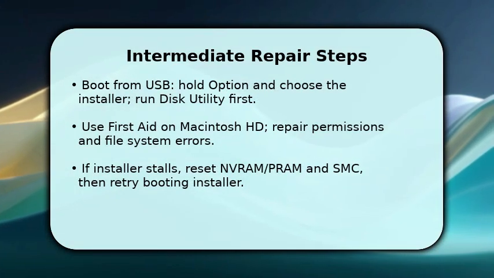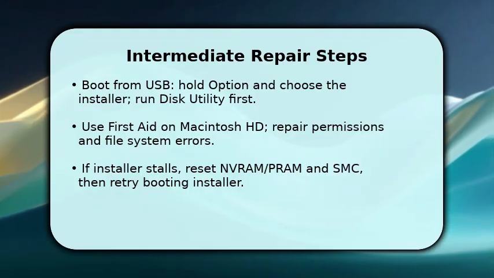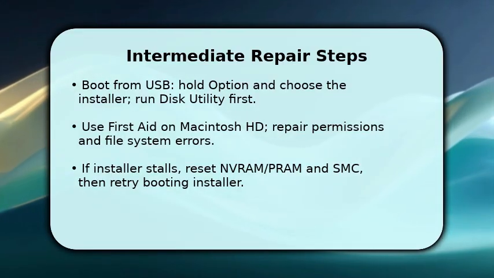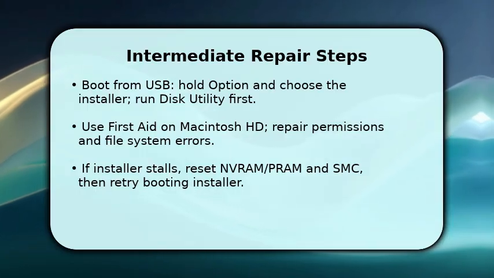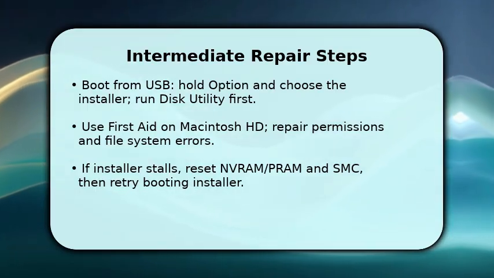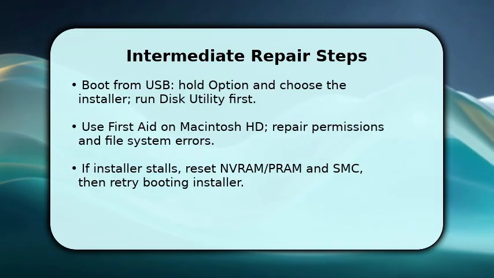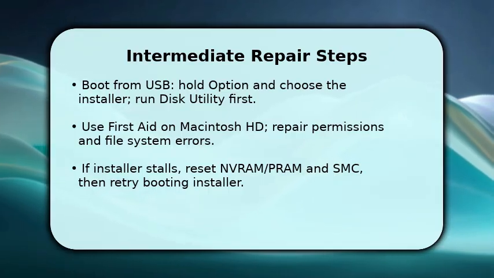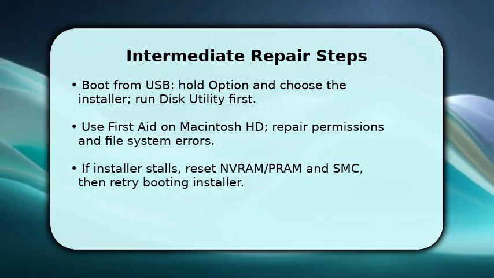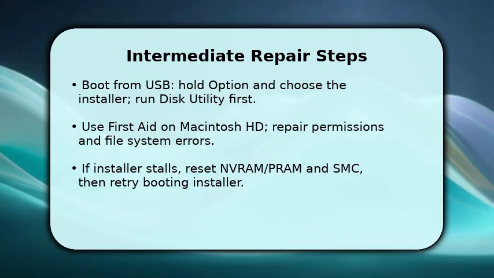Once booted from the USB installer, run Disk Utility and use First Aid on the target drive to repair APFS or HFS Plus errors, because corrupted directories often stop installs. Make sure to erase and reformat only if repairs fail. Format as APFS for SSDs or Mac OS Extended, Journaled for older HDDs.